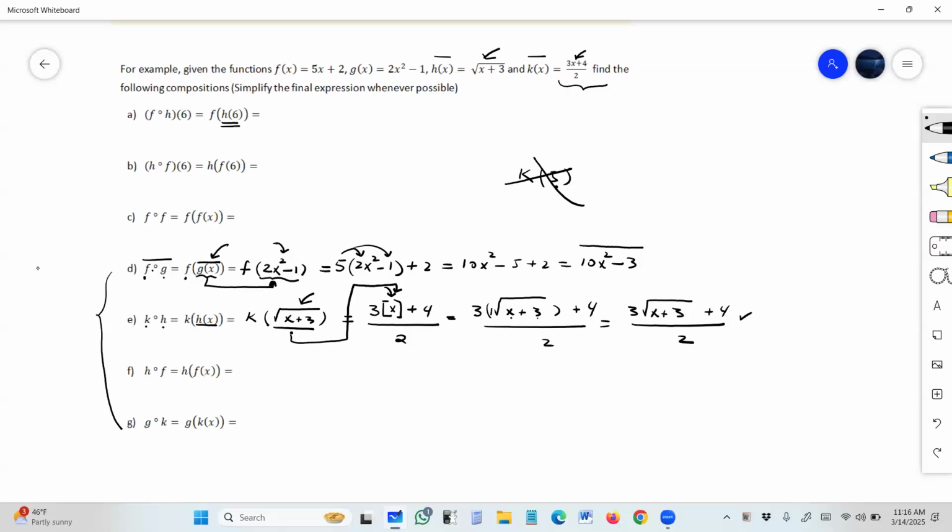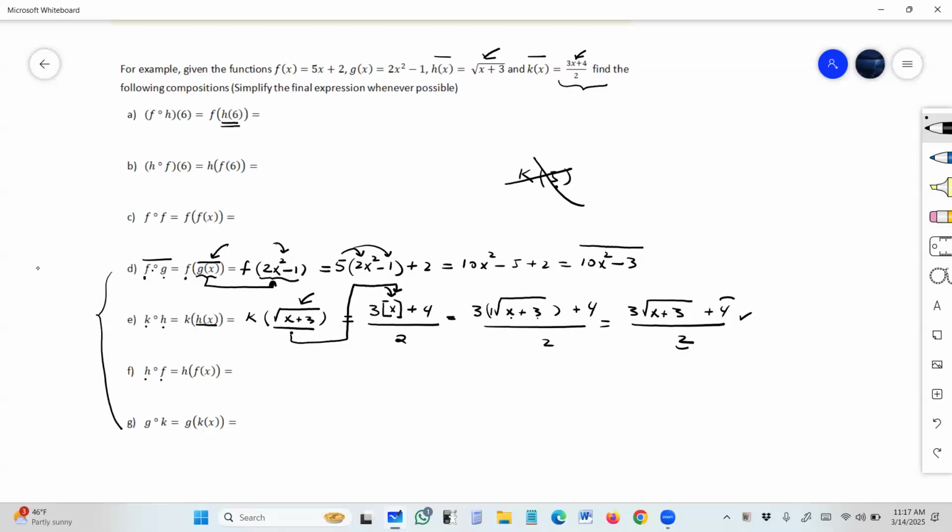Okay, there's nothing I can simplify. Do not simplify these two numbers. Cannot do that, okay, because of the plus sign that is right here. So this is just a composition K compose H. All right, let's do the next one.